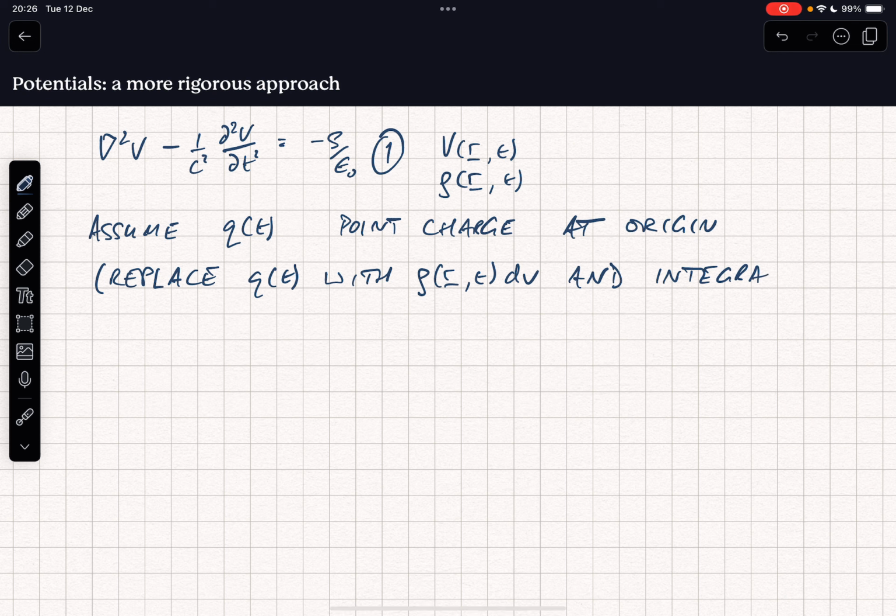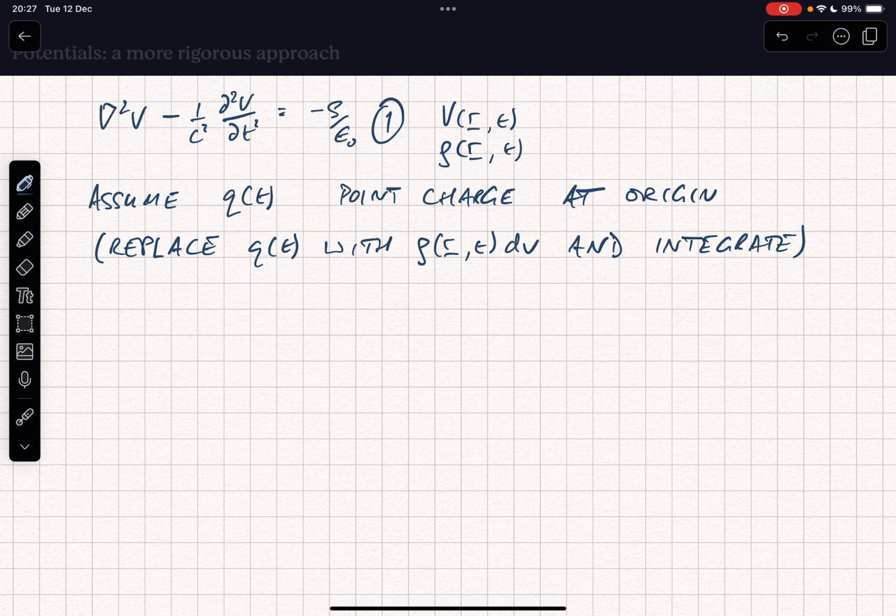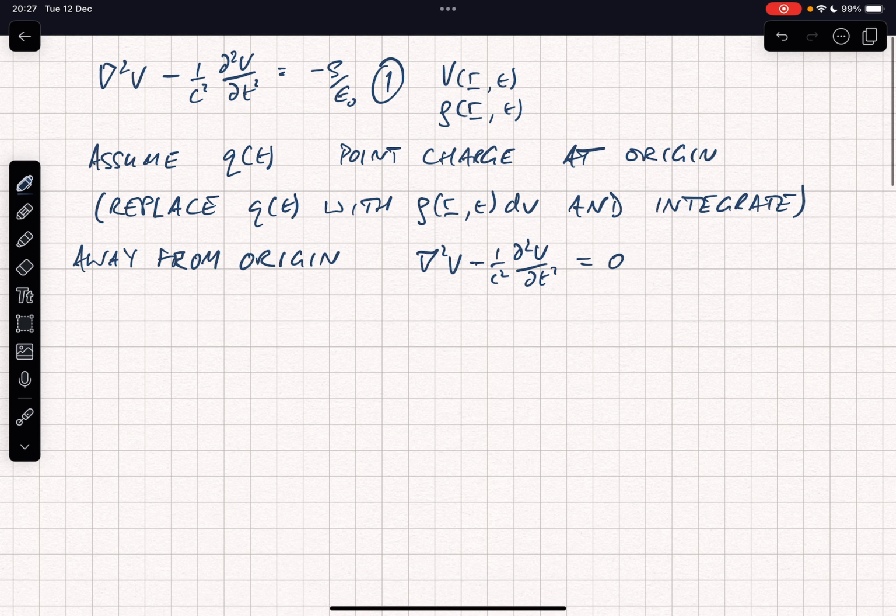If you've studied Green's functions, you will notice that this is effectively a Green's function argument, but without the full mathematical formalism. Now, let's just note first of all that if we have a point charge at the origin, away from the origin, we have a much simpler equation to solve. We need to simply solve del squared V minus 1 over c squared d2V by dt squared is equal to 0. And that's true at every other point in space.